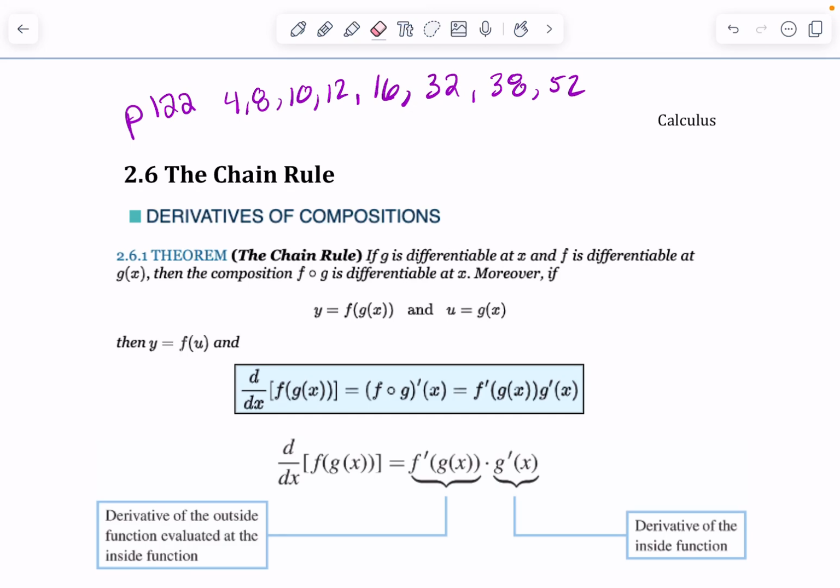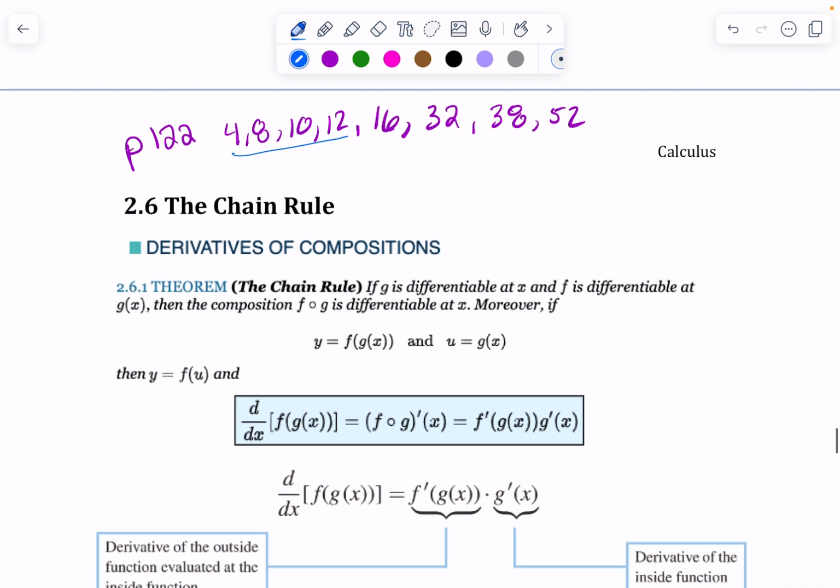Okay, Calc, I'm skipping over section 2.5 because we're going to do that when we come back on Monday or Tuesday of next week. But we're going to talk about chain rule today. And then this is the homework assignment for it, but you won't be able to do all of these. You'll only be able to do maybe like the first four, okay?